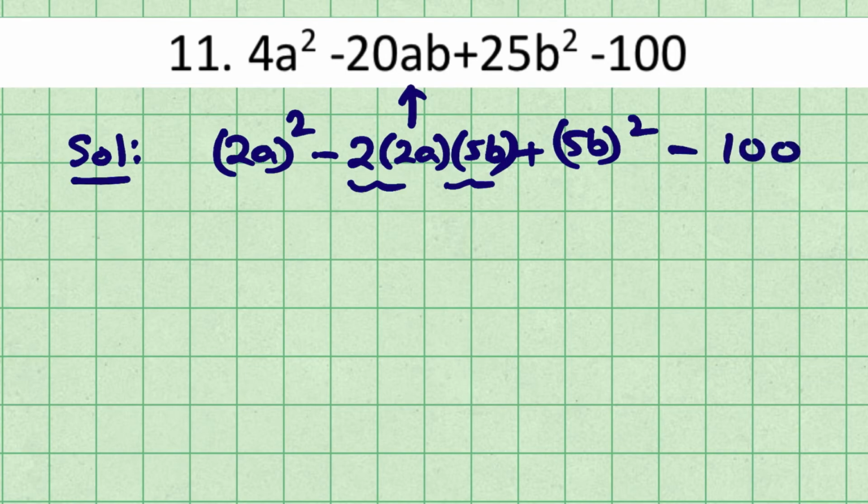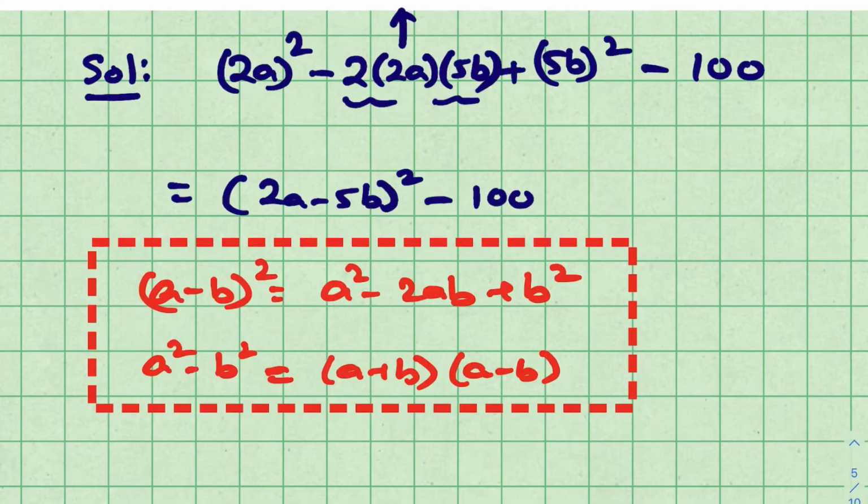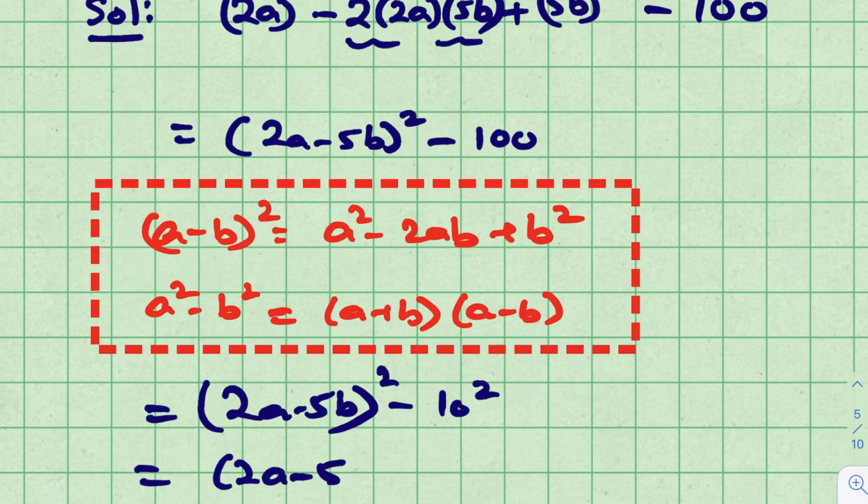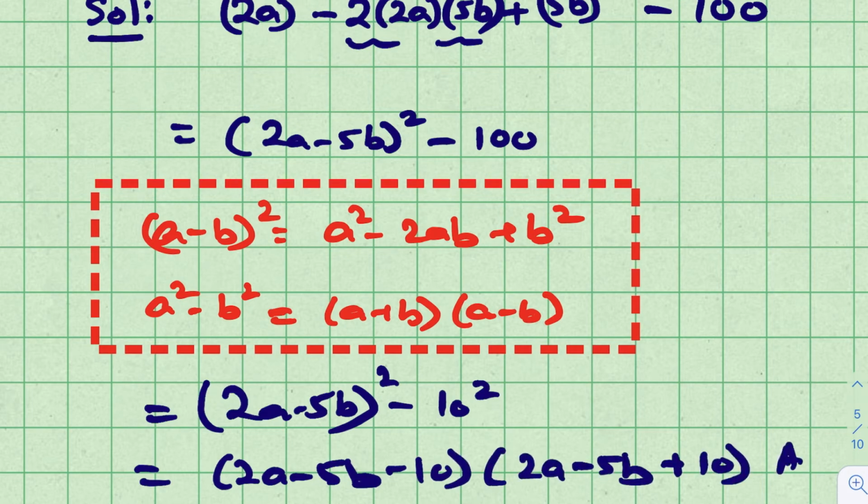Therefore, the first three terms can be written as a perfect square, (2a minus 5b) whole square minus 100. We used (a minus b) whole square to write the second step. And now we will be using a square minus b square to write the next step. 100 can be written as 10 square. So therefore, we can write this as (2a minus 5b) whole square minus 10 square, which can be factorized as (2a minus 5b minus 10) into (2a minus 5b plus 10). That is the final answer.